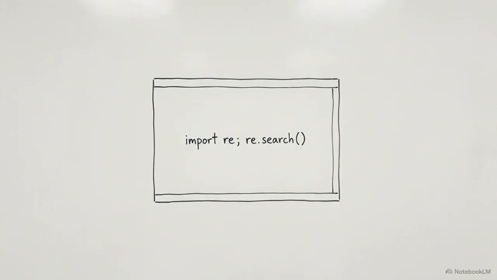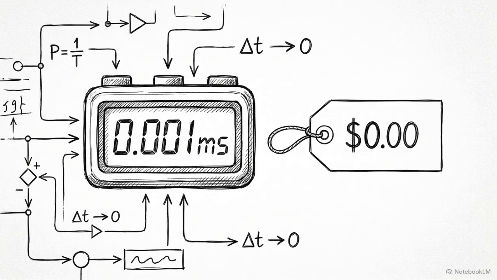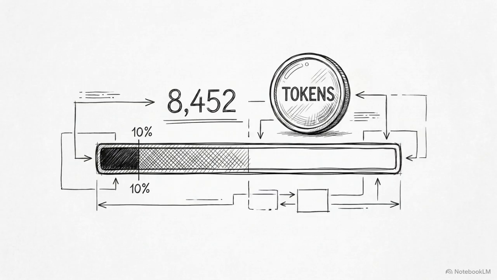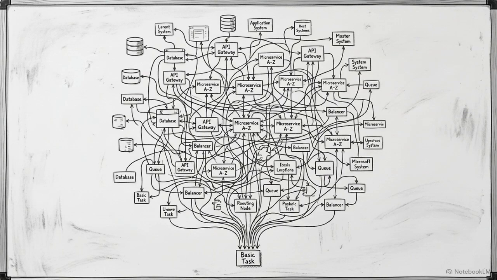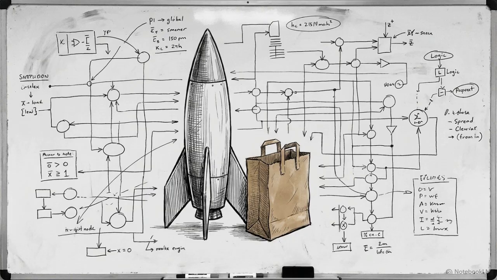Compare that to a standard Python script running a basic regular expression. The Python script executes in a fraction of a millisecond and costs $0. The LLM takes seconds and burns thousands of tokens just to decide if it needs to search a database. Relying entirely on an LLM for basic task orchestration is a mathematical and temporal disaster. You are effectively using a rocket ship to go to the grocery store.